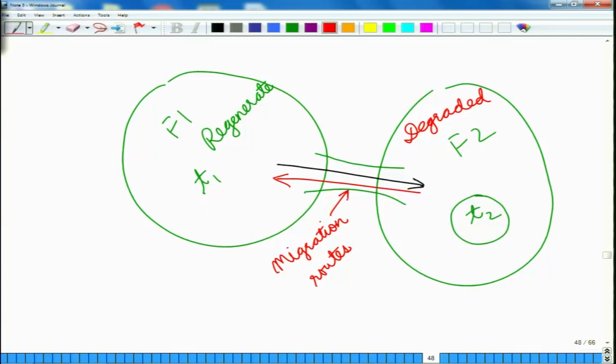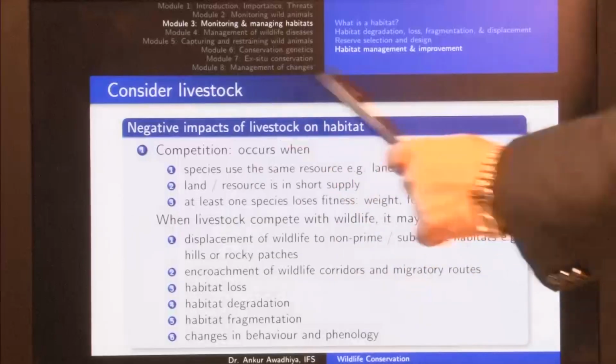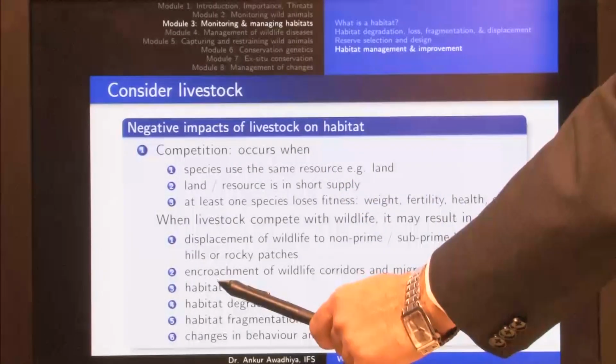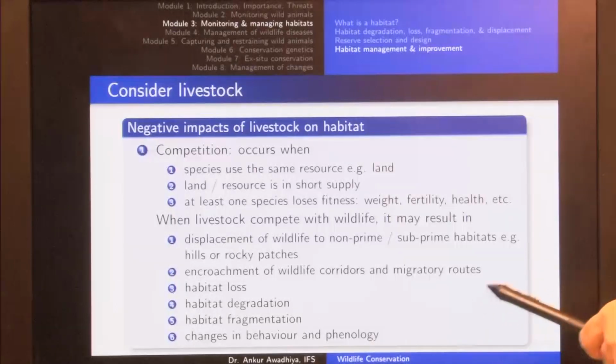Now, this is one such migration route. It is a patch of forest that is connecting two pieces of forest patches. Now, in areas where the animals are using some specific routes again and again, we also call them corridors, because this acts as a corridor that is connecting two pieces of the forest. Now, when there is competition with livestock, we could see encroachment of wildlife corridors and migratory routes.